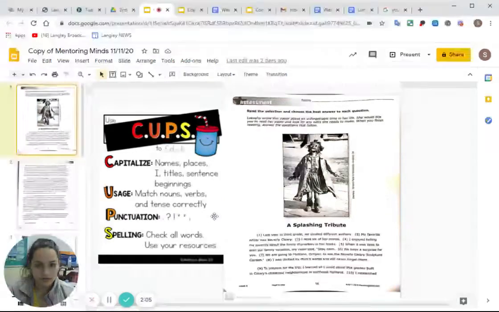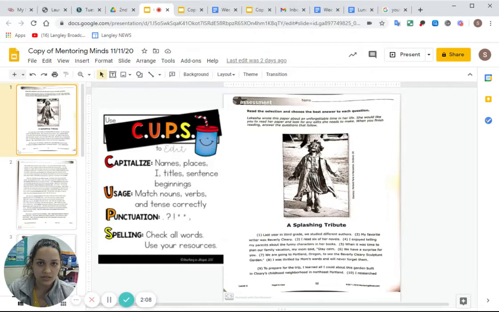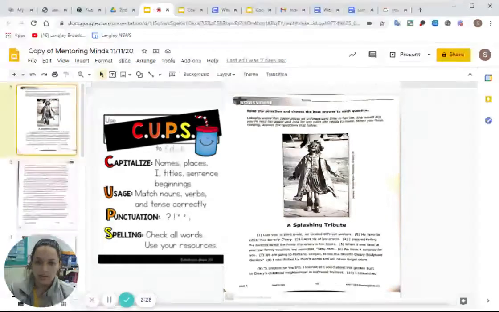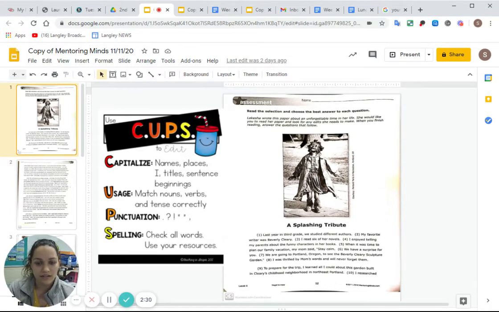Punctuation: we need to remember that sentences should have the correct punctuation. If we're talking about dialogue, they should have the quotation marks. If it's asking a question, it should have a question mark. And for spelling, make sure your spelling is correct. You can use dictionaries on STAR. We can't use computers or any other resources, but we can use dictionaries. So if you're not sure of a word or how you're spelling it, try to find it in a dictionary. Let's go ahead and get started.